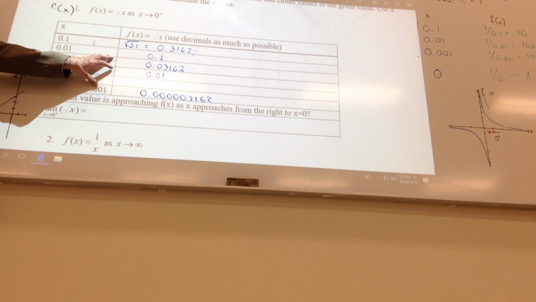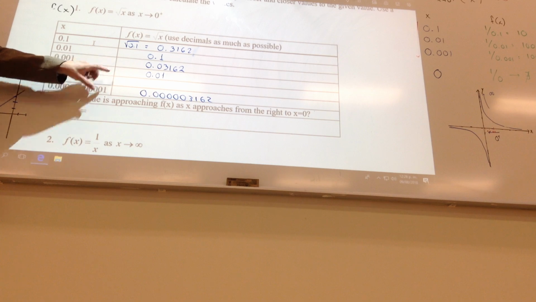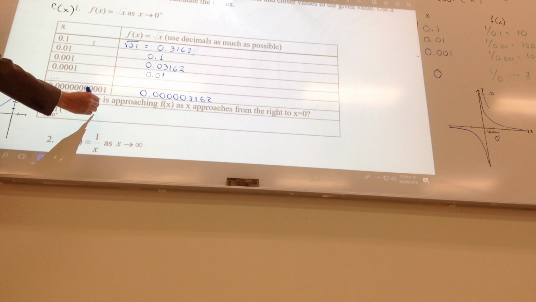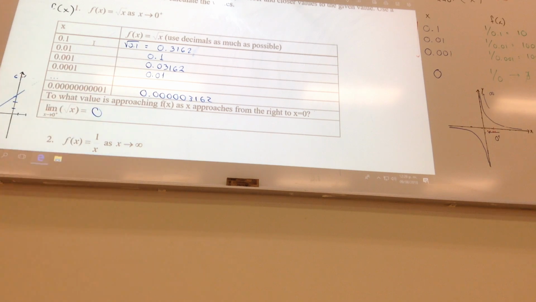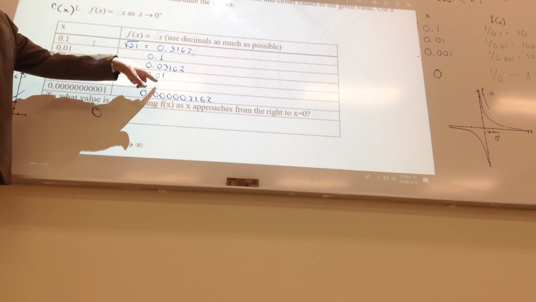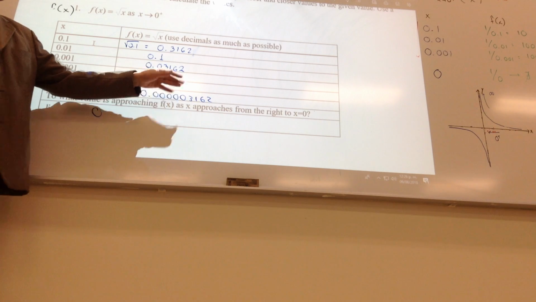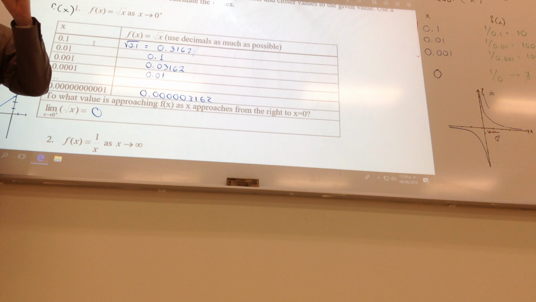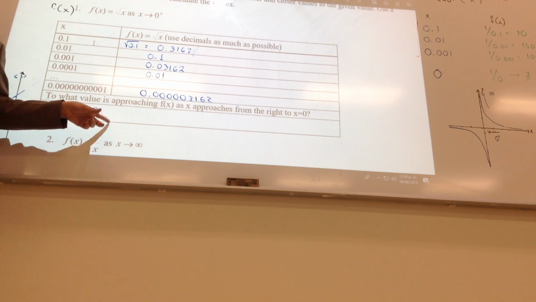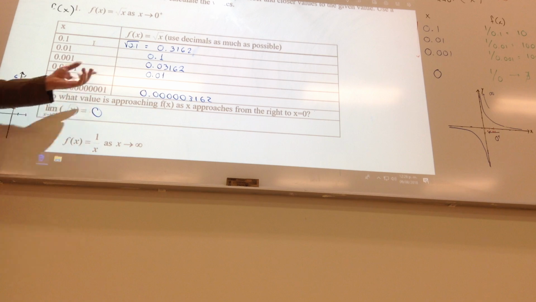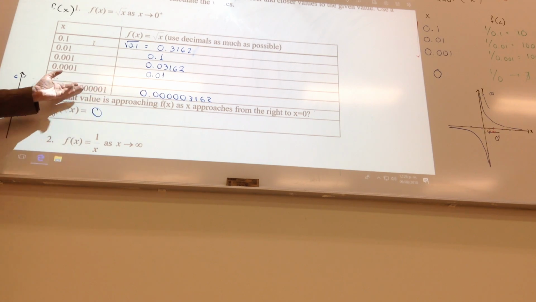Do you see a tendency here? Yes. So the answer is going to be? 0. Why? Because if you observe 0.3, 0.1, 0.03, 0.01, and the last one is 0.00003. So it's going smaller, smaller, smaller. Towards what? 0. Okay? So in this case it's 0. Get it?